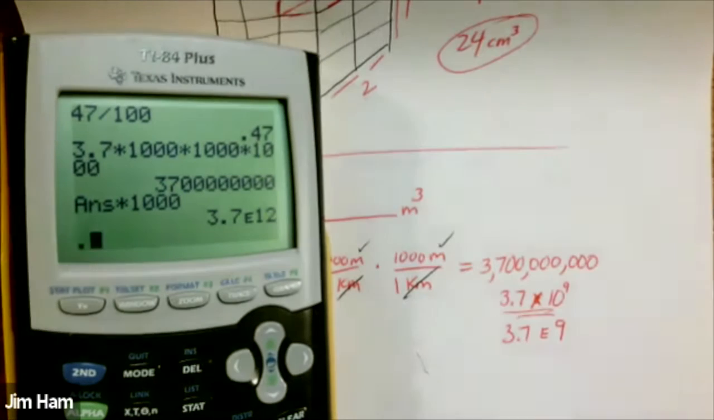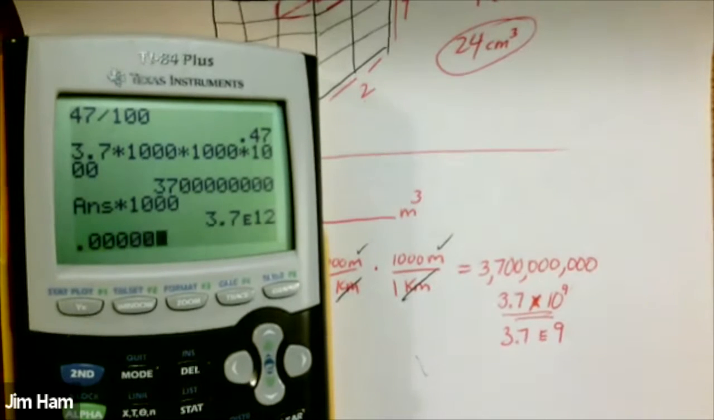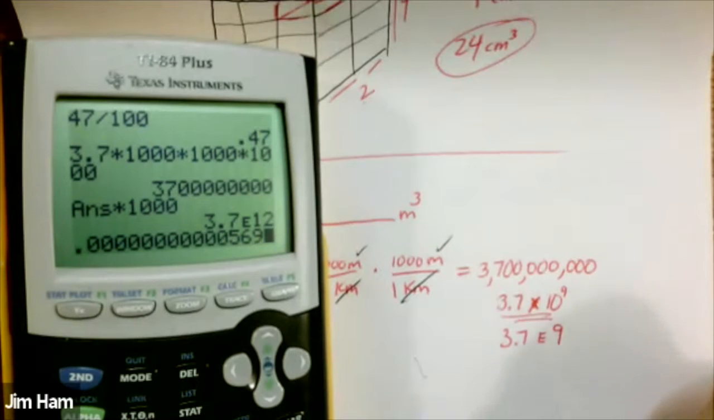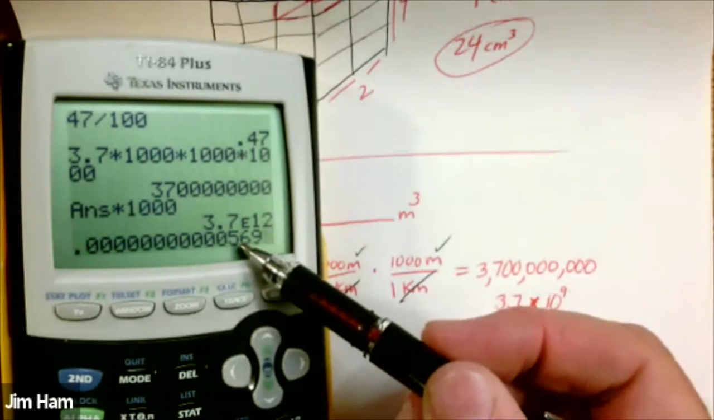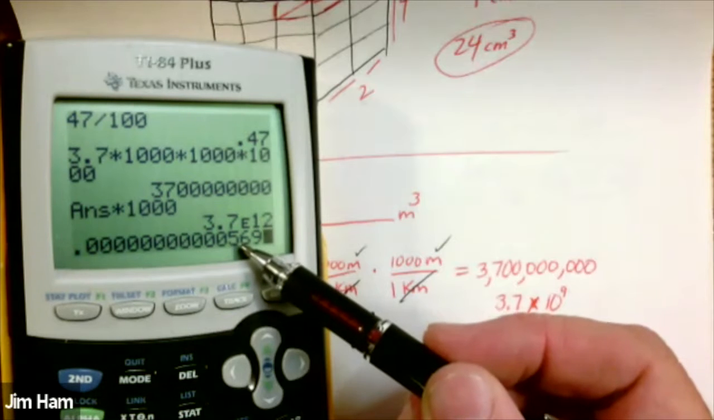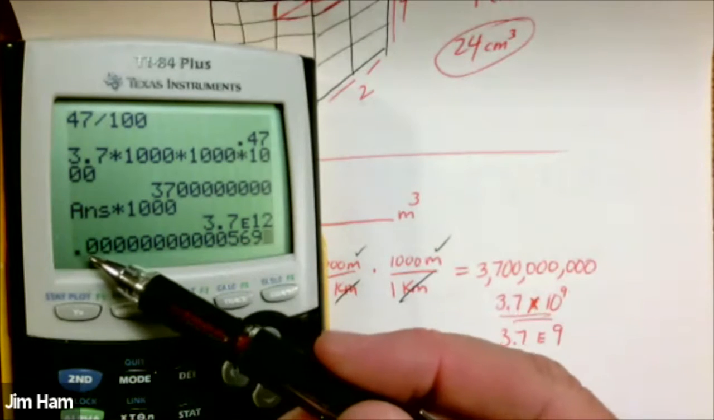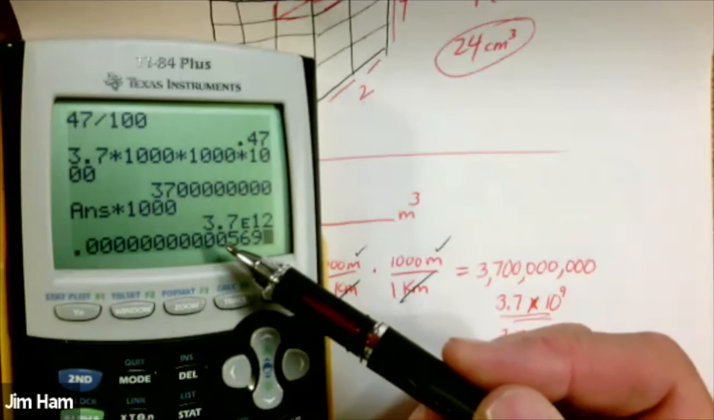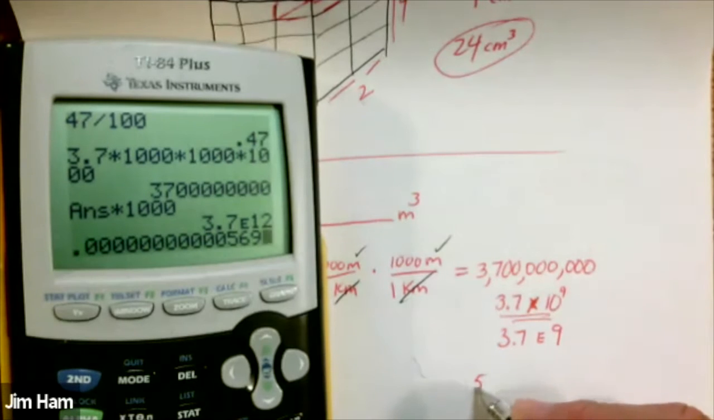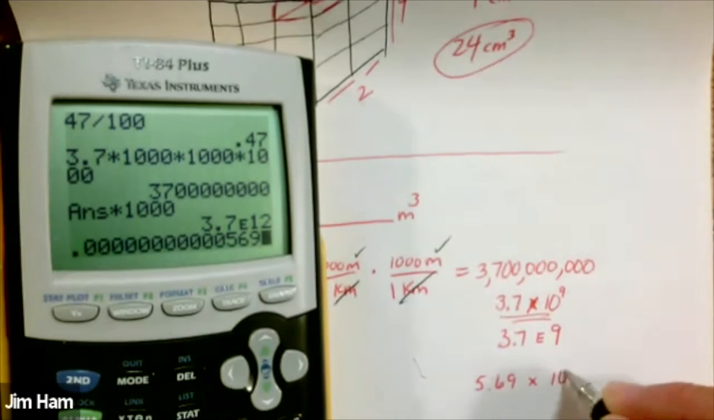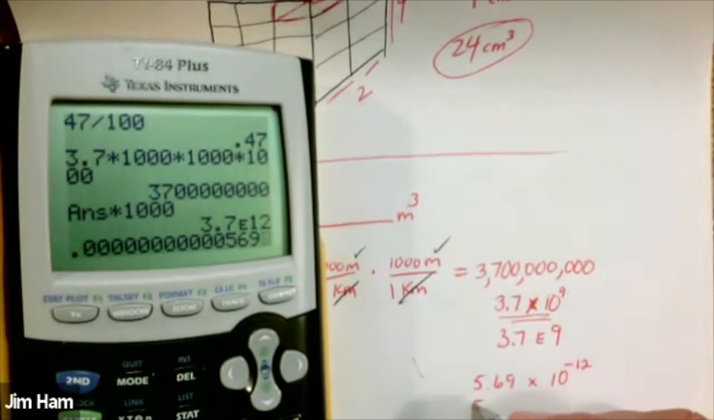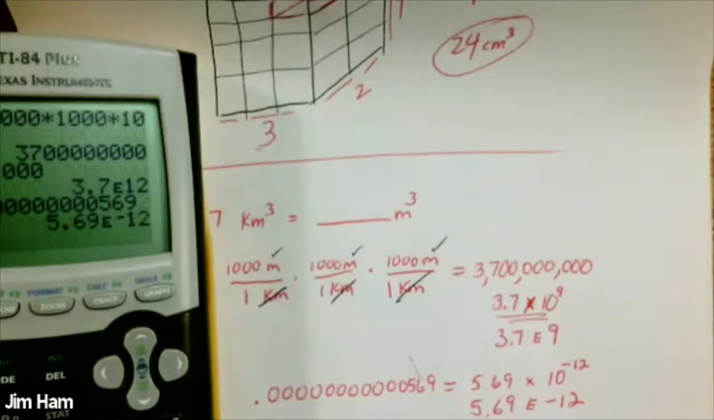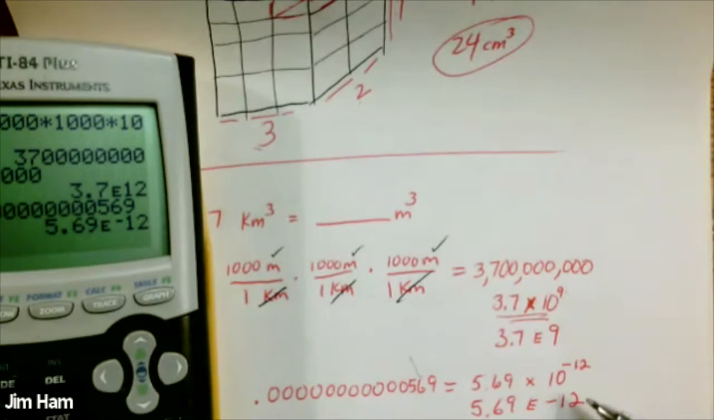So if we did 0.00000000569, this one here. Well, in scientific notation, we want to put that decimal point between the 5 and the 6. So to move it there, we would have to take that decimal point and move it 1, 2, 3, 4, 5, 6, 7, 8, 9, 10, 11, 12 places. So this would be 5.69 times 10 to the negative 12. And the calculator will display that in this way. It's just scientific notation. All right, and so when I hit enter, you'll see that it gives me the scientific notation in this format.